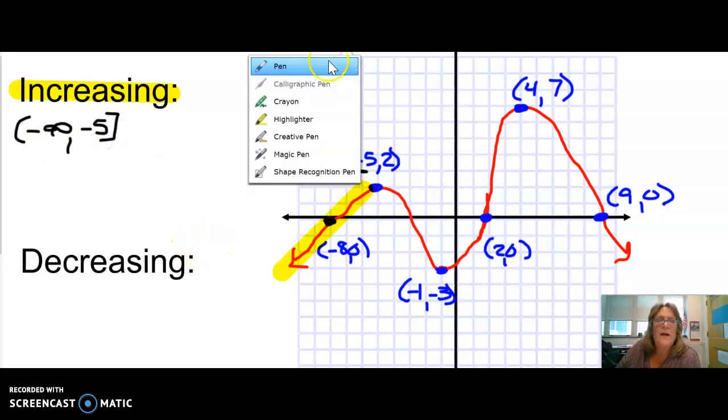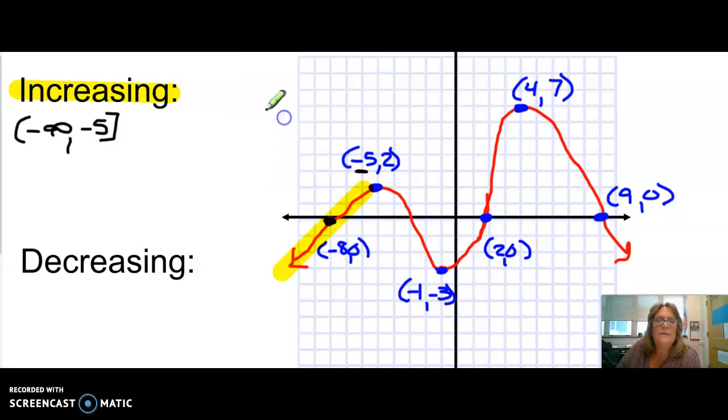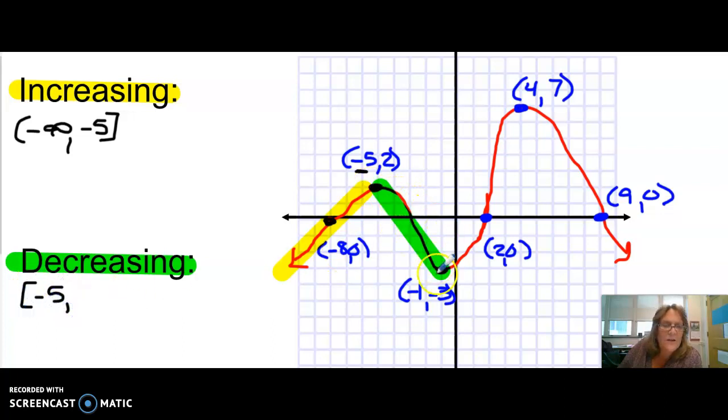Then I'm going to continue reading my graph from left to right. Once it gets to -5, it goes down. It has a negative slope. So that's the decreasing part of my graph. Where does it start decreasing? It starts decreasing at -5, and it goes until it gets here at -1. So that's the decreasing part.